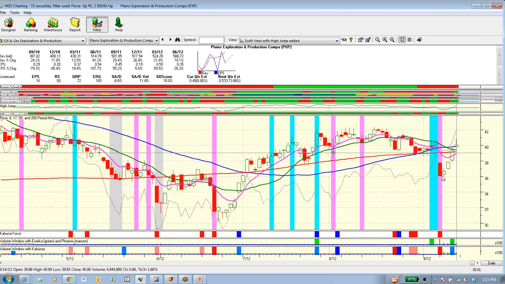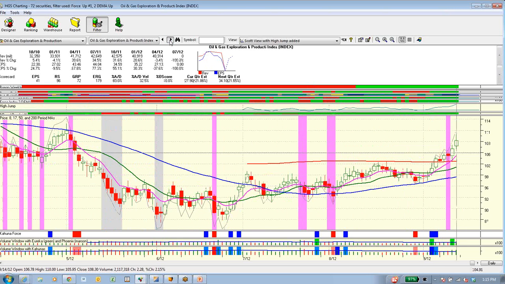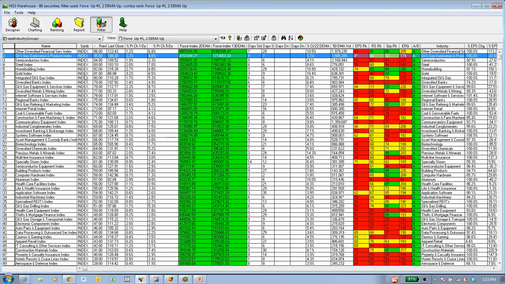This is what we saw last week. Most were below the 200. A lot of them are regaining the 200-day moving average, EOG. These are big, big, big oil stocks. The whole index doing well. No surprise, it's the second-rated group.